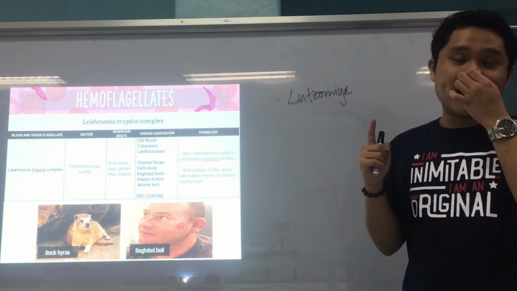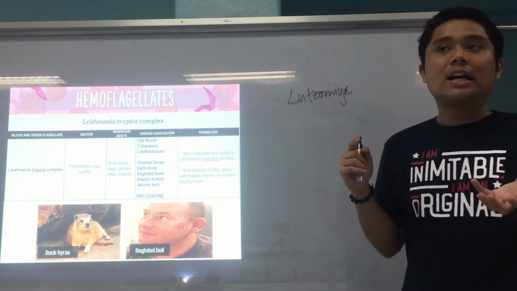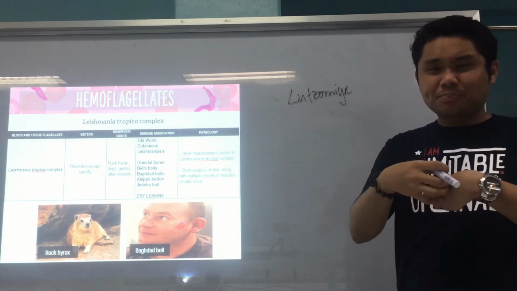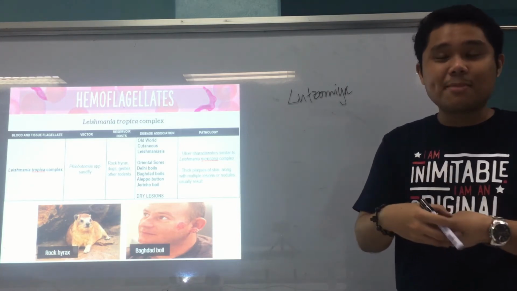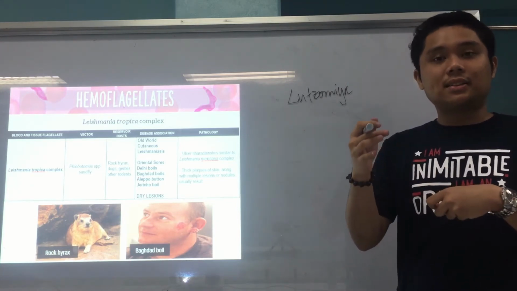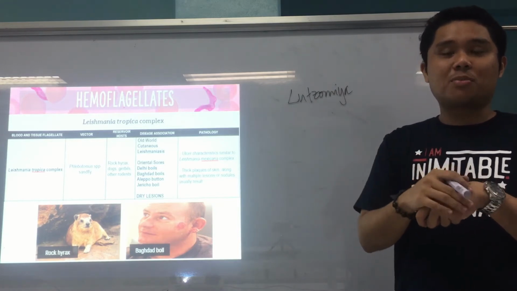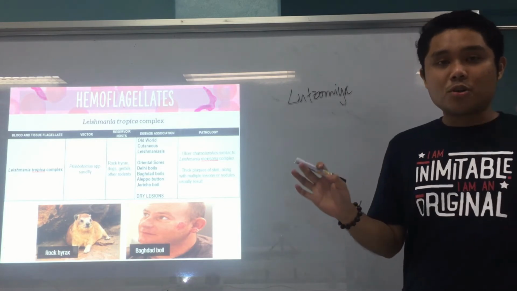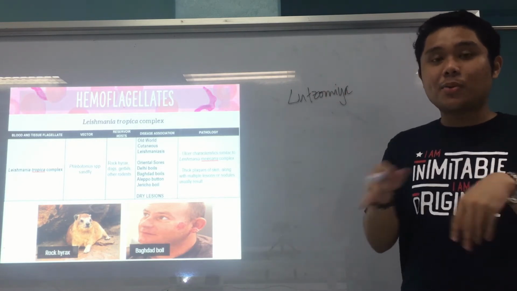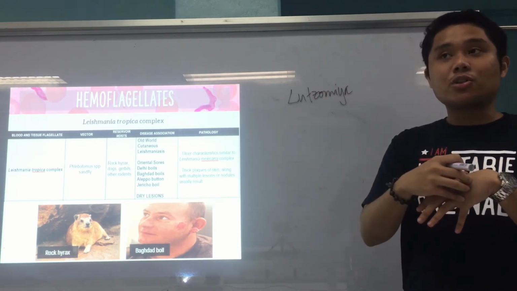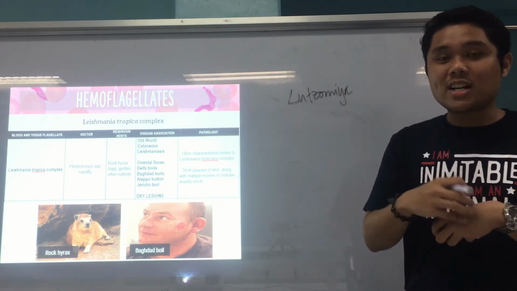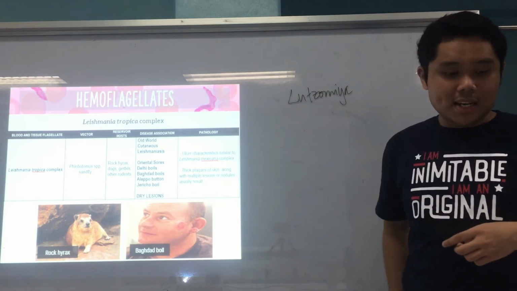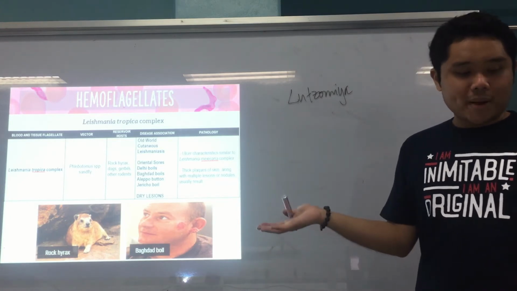Di siya parehas sa inyong Leishmania brasiliensis. It's not similar to your mucocutaneous, similar to the pictures, that there's really like a deeper wound, a deeper ulcer that is not only superficial but really inner. There's a difference between mucocutaneous and cutaneous. For cutaneous, it's really superficial. But for mucocutaneous, it already involves the inner layers of the skin. Okay, that's for the Leishmania tropica complex.